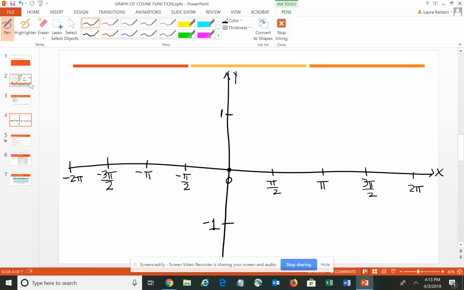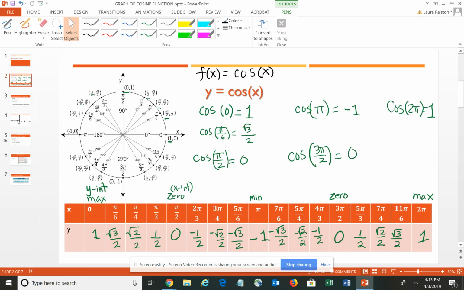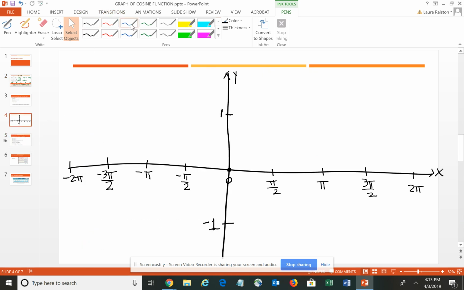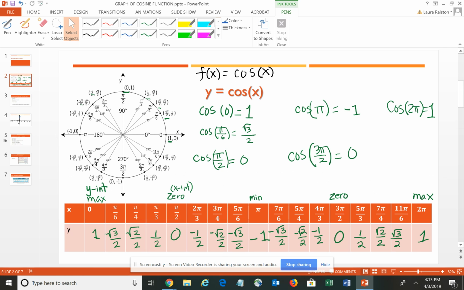So if we go back to the table and we start looking at our ordered pairs, when x is 0, y is 1. So I have the ordered pair 0, 1. Then looking at the next quadrantial angle, when x is pi halves, y is 0.